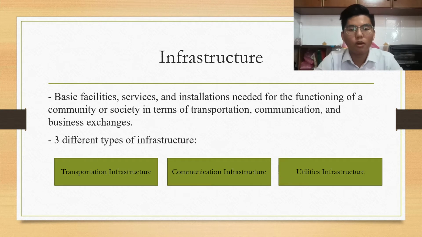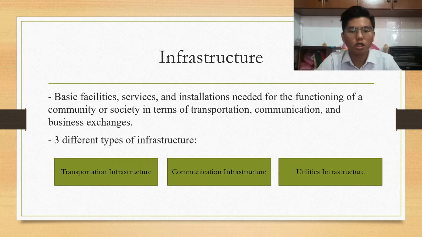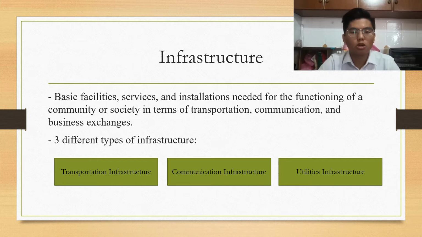What is infrastructure? Infrastructure is the basic facilities, services, and installations needed for the functioning of a community or society in terms of transportation, communication, and business exchanges. There are three different types of infrastructure that I'm going to discuss. That are transportation infrastructure, communication infrastructure, and utilities infrastructure.